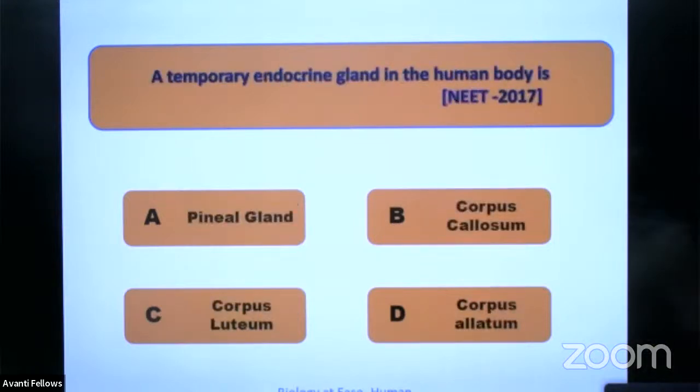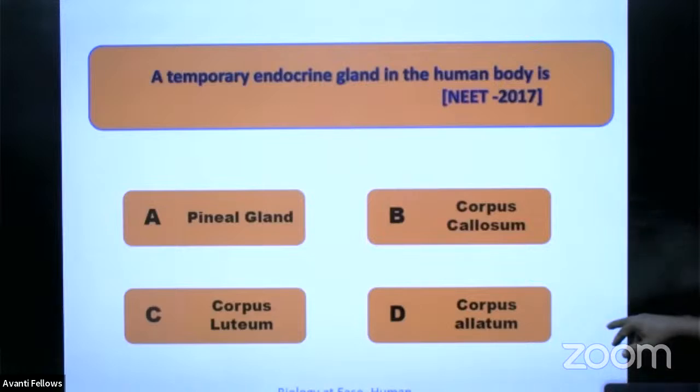And we will move to question number 38. Which is a temporary endocrine gland in the human body? Simple, many times we discussed this. Pineal gland is a permanent one. Corpus callosum and corpus albicans are not glands. And corpus luteum is the correct answer, option C. It is a temporary gland that works only during the pregnancy to secrete the progesterone hormone. So the correct option is option C.